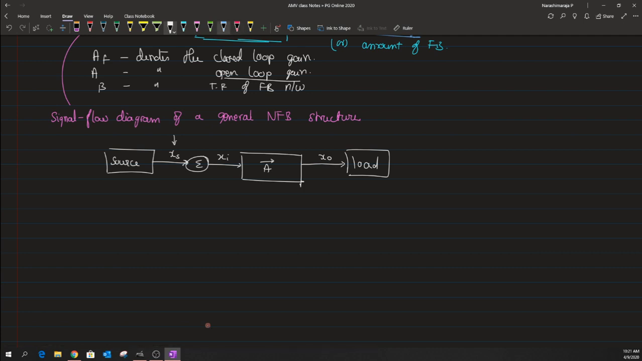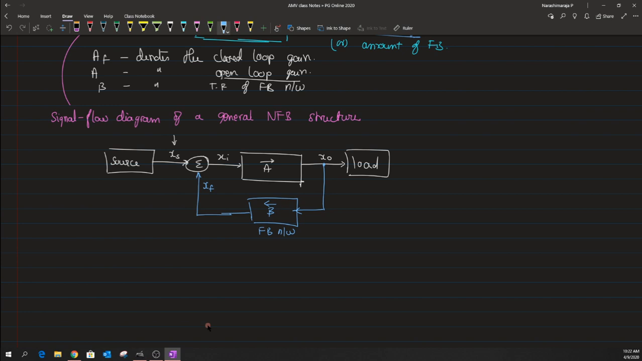And in order to create a negative feedback, what we generally want is to sample this particular signal X naught and feed it back to a feedback network. In general, this beta denotes the feedback network quantity here, and the output of this feedback network is denoted as X suffix F. So this is the feedback signal.